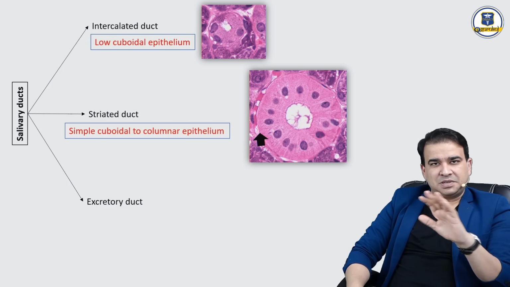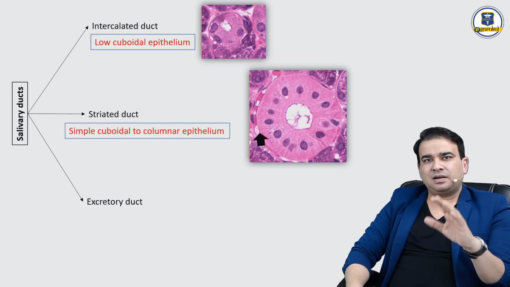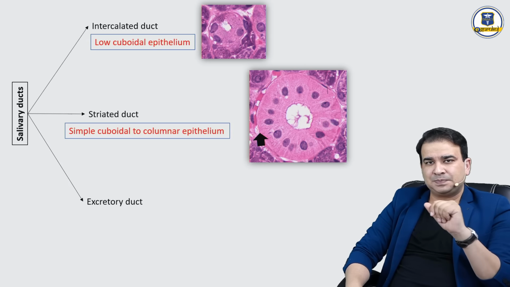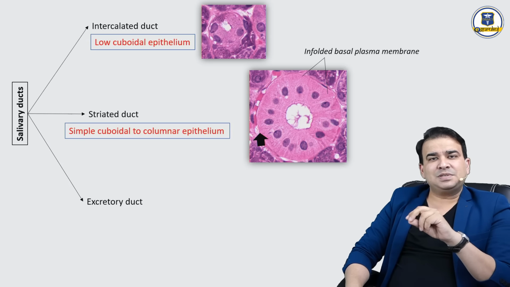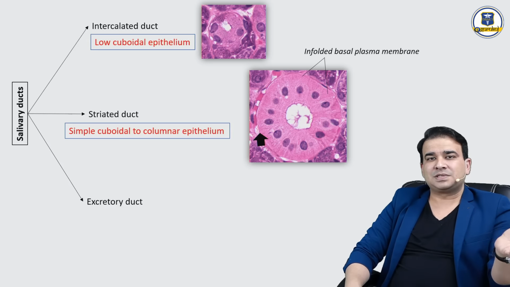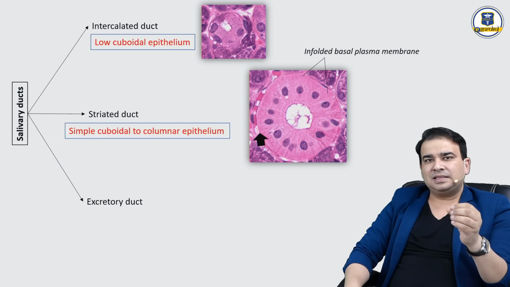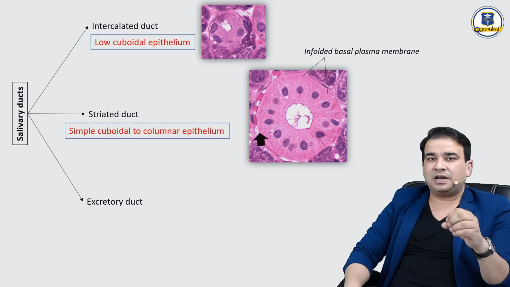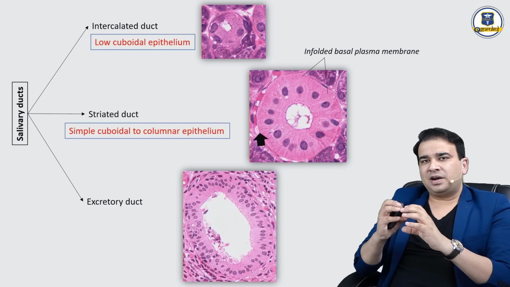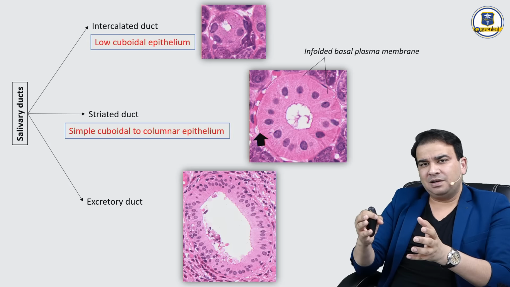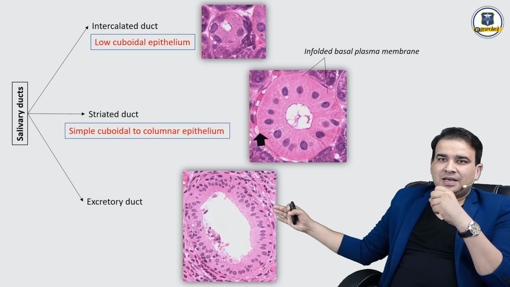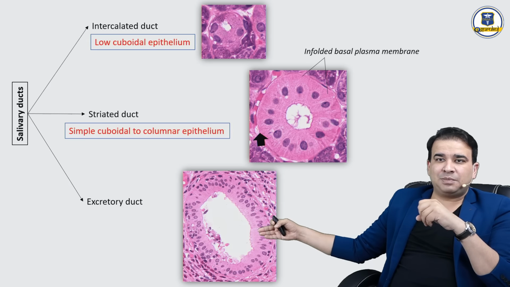Intercalated duct, simple cuboidal. Striated duct, cuboidal or columnar usually, having striations in the base. And then comes the excretory duct. The large excretory ducts, like the parotid duct or Stenson's duct or Wharton's duct, have a stratified epithelium, that is stratified cuboidal or stratified columnar. The smaller ducts usually have stratified cuboidal epithelium. The larger excretory ducts will have a stratified columnar. In this case, it is a stratified columnar epithelium.